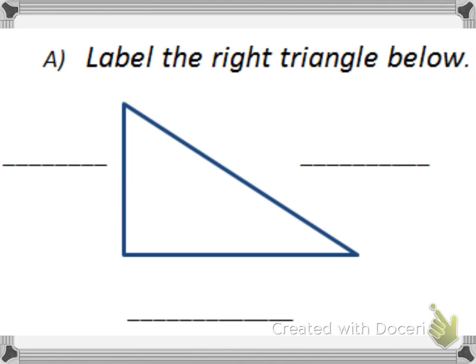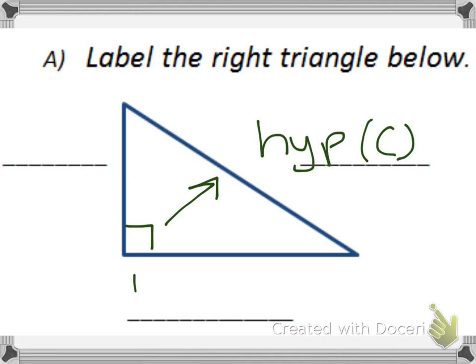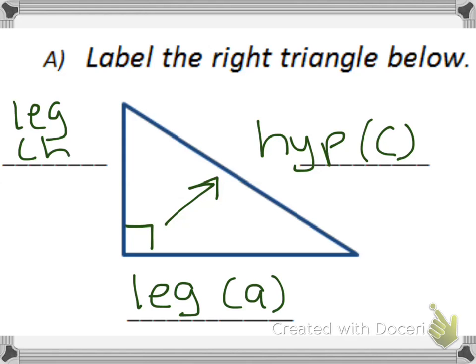So we got a quick review. You have a word bank, and they just ask you to label the right triangle below. I believe this part right here is what? Got the right angle directly across from the hypotenuse. It should be C. Then we also have some legs. It could be either labeled A or B. There we go. We got a right triangle.